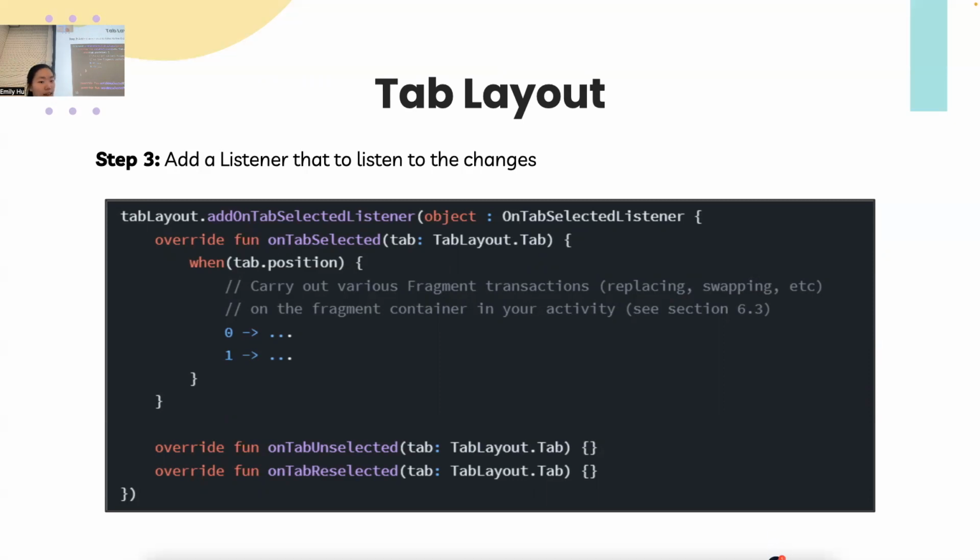And then this is on tab selected. You also have on tab unselected and on tab reselected. But these you don't really have to fill out because I guess our class doesn't really cover reselecting a tab. Kind of how in your seek bar you didn't have to do stop tracking. These functions you can leave empty.